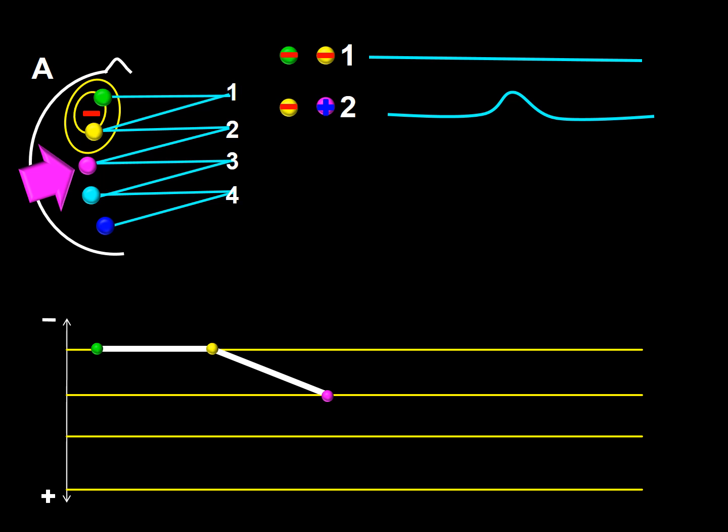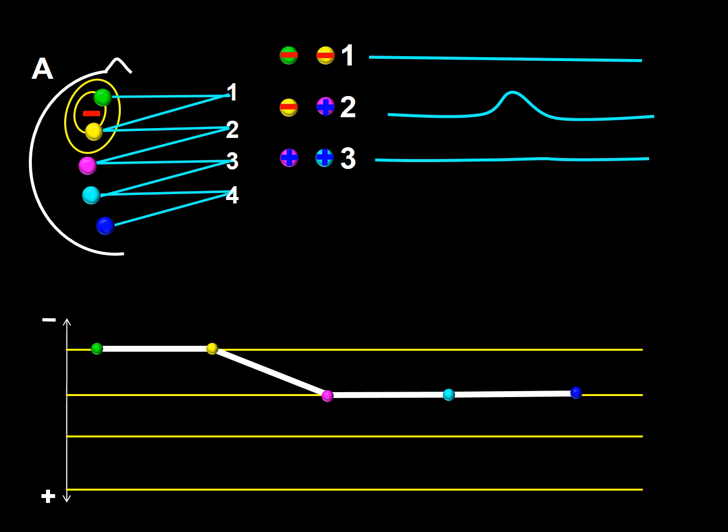Next, we look at the magenta electrode and the aqua electrode in the isopotential map. Since they both are at the same voltage potential, we will place a straight line between them. In the epoch, since the magenta electrode was labeled positive and the aqua electrode is at the same level, the aqua electrode will also be labeled positive. Such a pair will therefore produce no deflection.